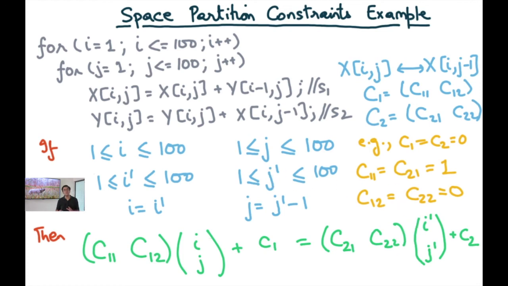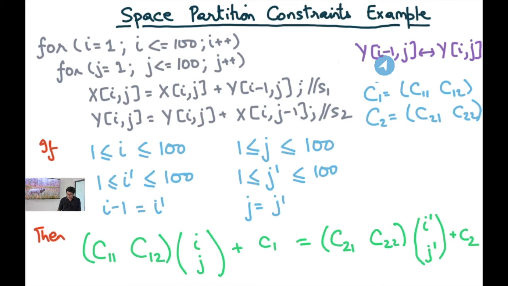But this is not the only constraint I have in the program. So let's remember the solution. The solution is that the coefficients of i are 1 and the coefficients of j are 0. The j and j prime coefficients are 0 and the i prime coefficients are 1. Now let's look at the other constraint, which is coming from Y[i][j] and Y[i-1][j].